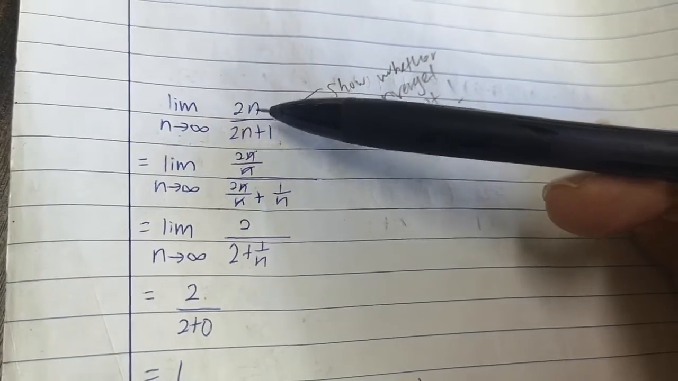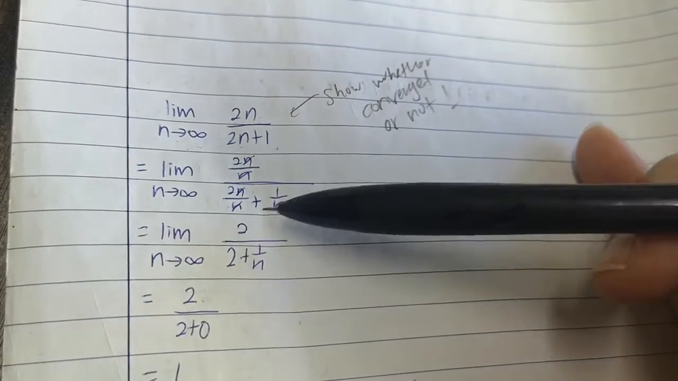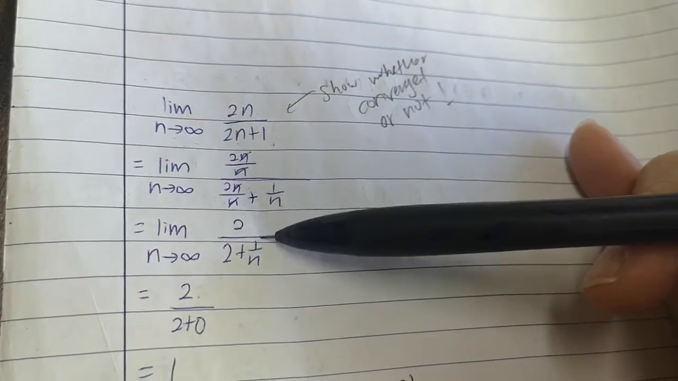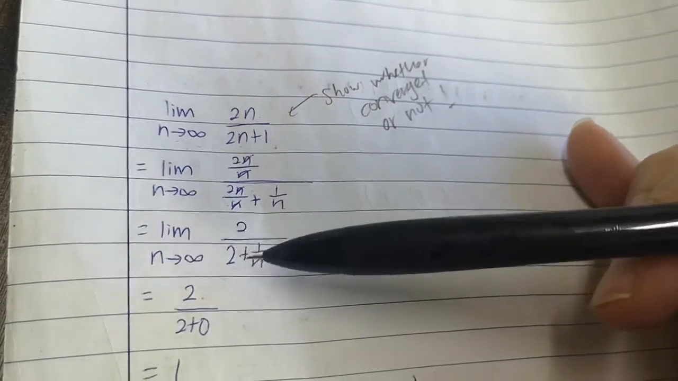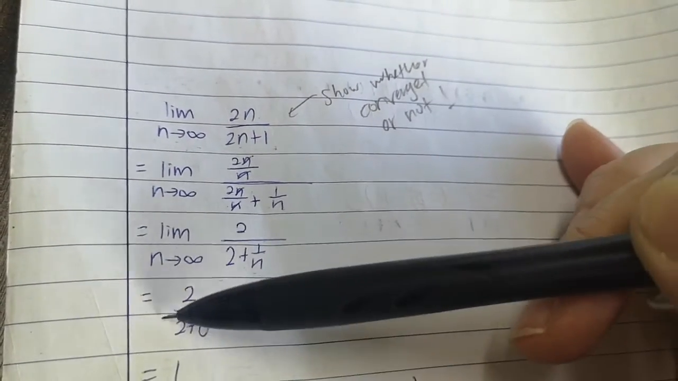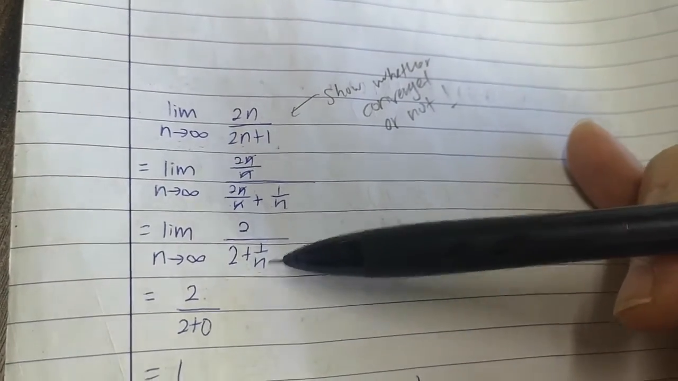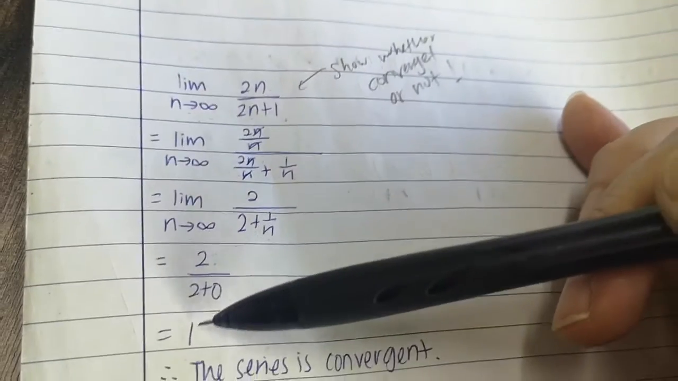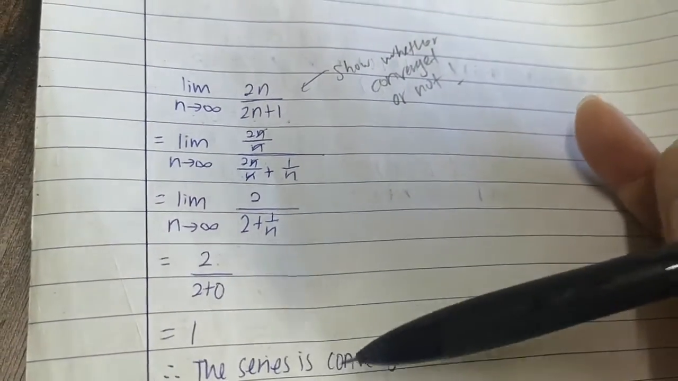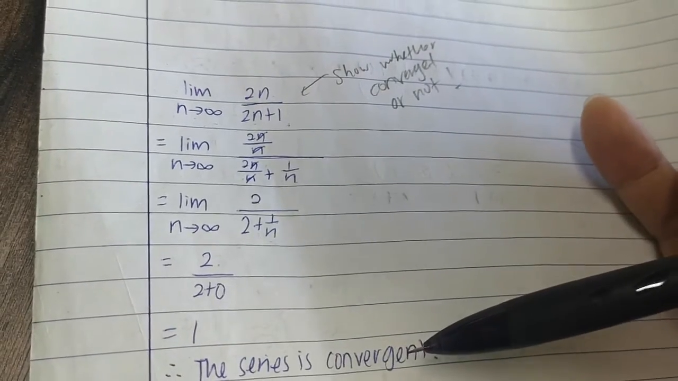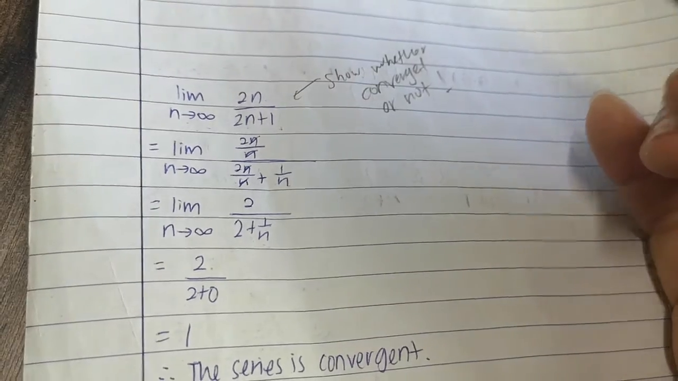So you look, what is the highest power here? n. So divide by n, divide by n, divide by n. So you will get 2 over 2 plus 1 over n. So substitute n as the infinity value inside here. So 2 over 2 plus 1 divided by a big number, you will get 0. So that's why the answer is 1. So when it gives a number, that means the series is convergent. Okay, so this one we have already learned. So this is the explanation for example 2.